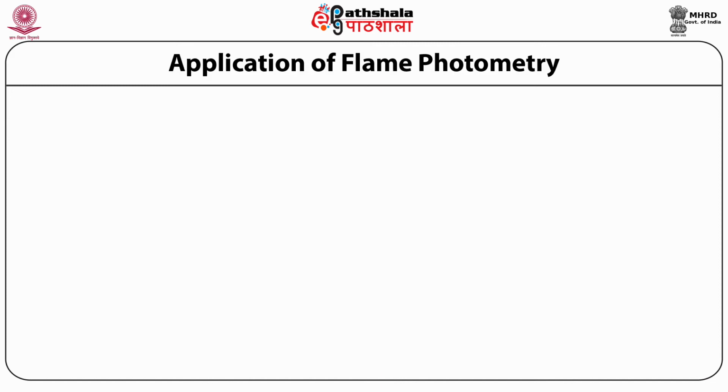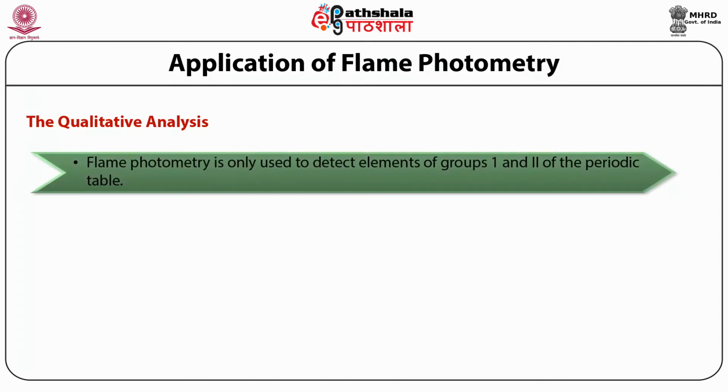Now we discuss here about the application of flame photometry. The number one application of flame photometry is qualitative analysis. Flame photometry is only used to detect elements of group number 1 and 2 of the periodic table. These elements are sodium, potassium, lithium, magnesium, calcium, strontium and barium.